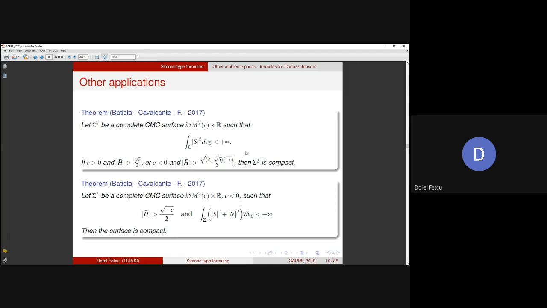And we have another result here that also involves the normal part of the unit vector tangent to R. The second result says that if sigma is a complete CMC surface in M2 cross R and C is less than 0, then if the mean curvature satisfies this inequality and the integral of the squared norm of S plus the squared norm of N, the normal part of C, is less than infinity, then again the surface has to be compact.